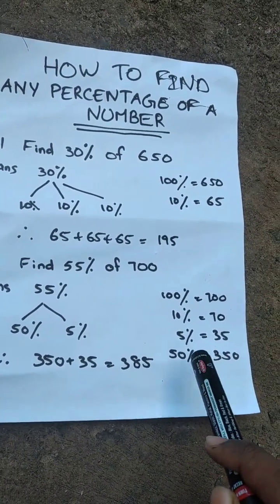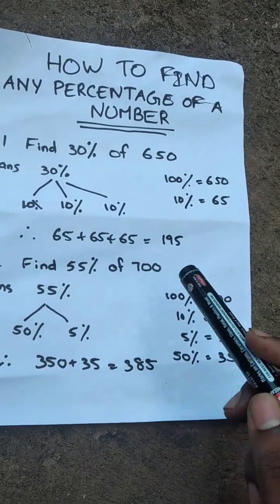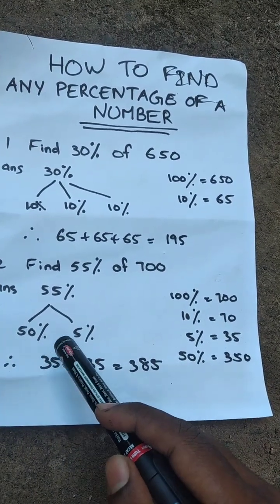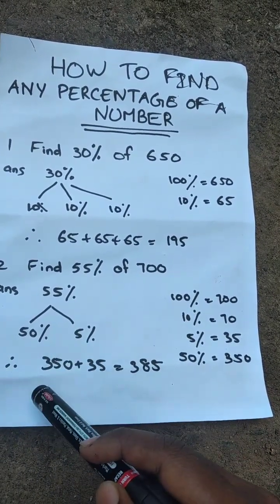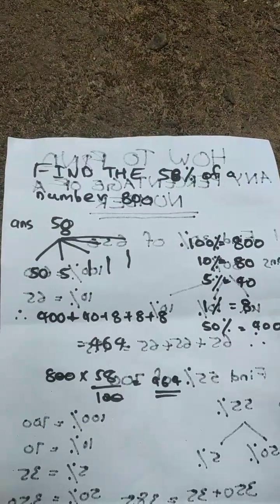So 50 percentage of any number is half of that number. So half of 700 would be 350. So 50% and 5%, when you add them, 350 plus 35, would be 385. So we can move on to another question.